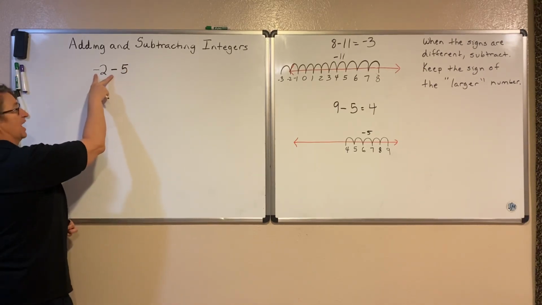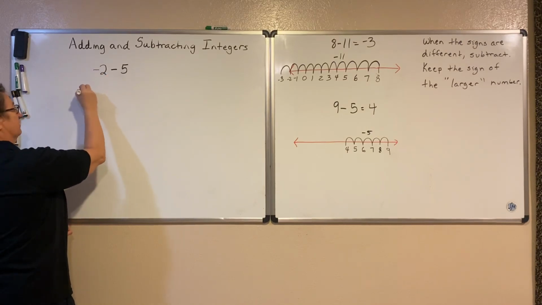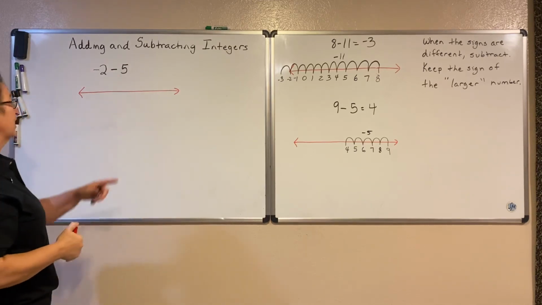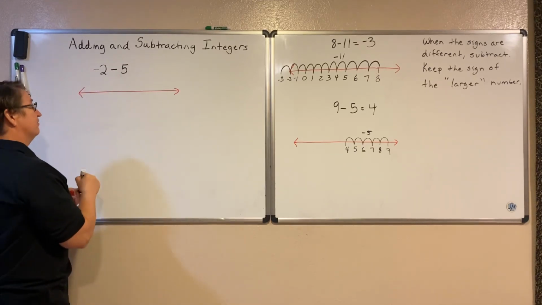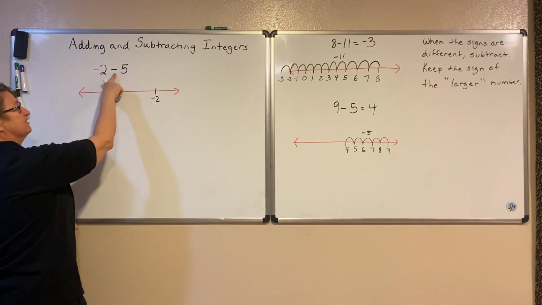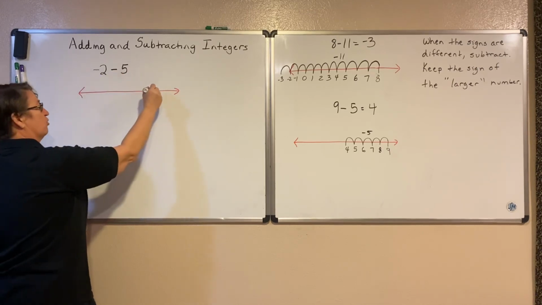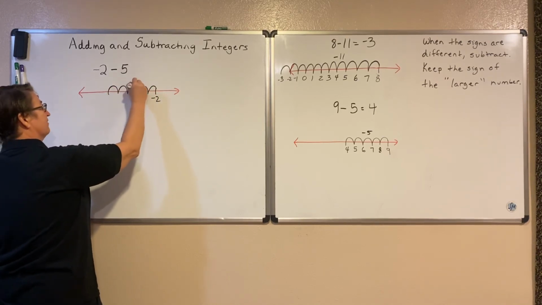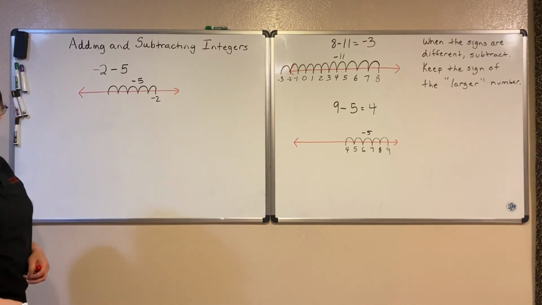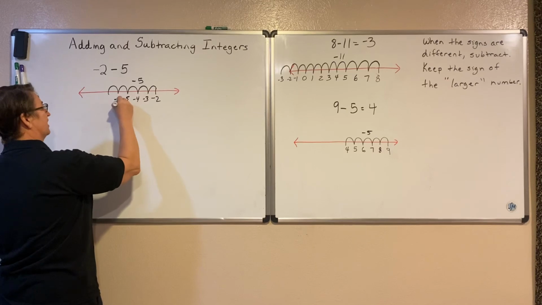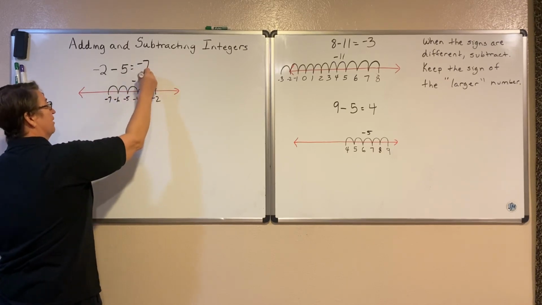So this time my signs are the same. They're both negative instead of one being negative and one being positive. I start at negative 2. But this time I'm going further into negative land. So I'm going to go to the left 5 more. 1, 2, 3, 4, 5. Notice I'm walking further into negative land. So negative 3, negative 4, negative 5, negative 6, negative 7 is where I ended up.